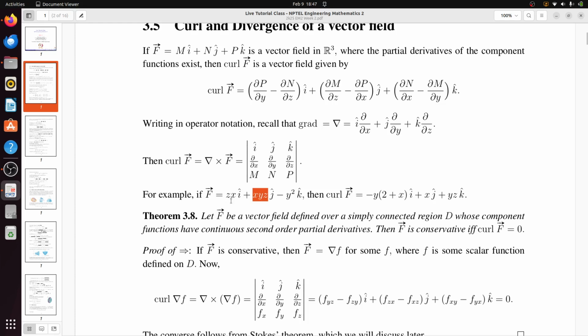so minus del p del x is 0 and plus del m del z will be plus x, so that will be plus x j cap. Then the coefficient of k cap will be del del x of n minus del del y of m. Del del x of n will give you yz and del del y of m is 0, so you ultimately get yz k cap.